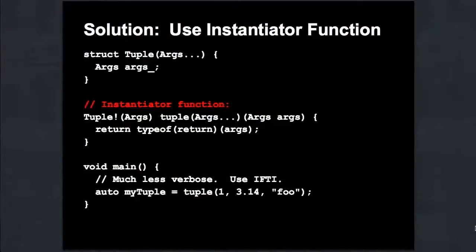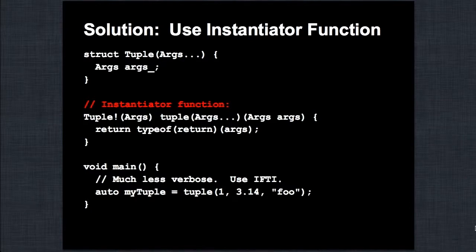So what's the alternative to this mess? The alternative is to declare an instantiator function for tuple. Again, this is a simplified version of what's in std.typecons. We have our tuple struct again. Now that thing in the middle with the red comment that says instantiator function above it is an instantiator function. What it does is it takes a variadic set of arguments, and it instantiates tuple based on those arguments. So the return type is tuple instantiated with args. In D, you can introspect the return type using typeof(return), so we don't even need to duplicate naming the return type there. And we pass the arguments into the tuple.